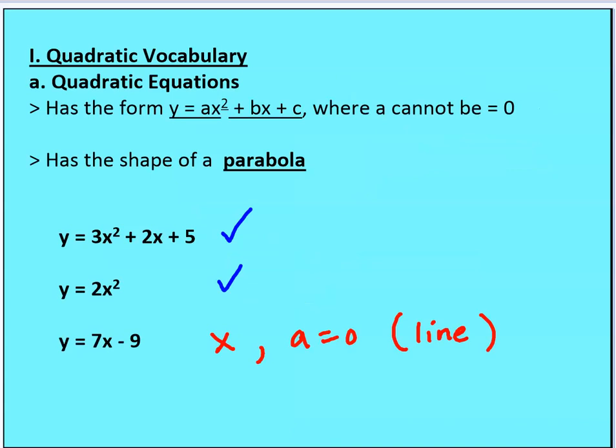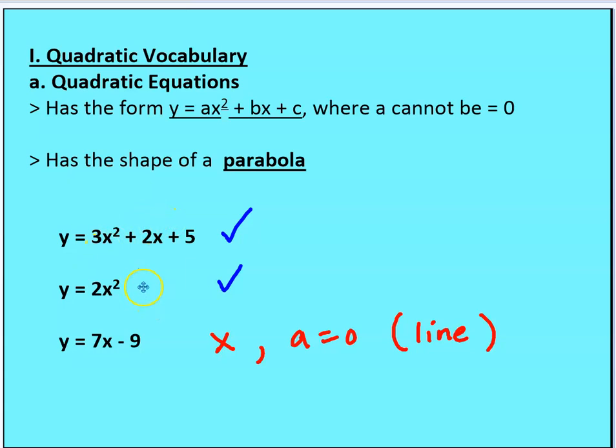All right, so quadratic vocabulary, basic definition or form of a quadratic equation. We talked about standard form as a form y is equal to ax squared plus bx plus c, where a cannot be equal to 0, and it has the shape of a parabola. So if we take a look at these two first equations, they both meet the criteria.